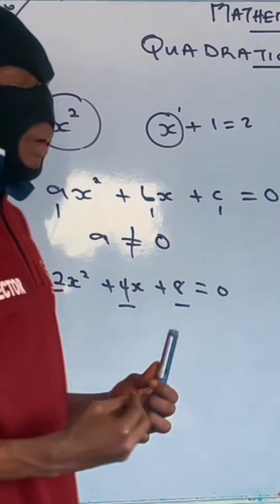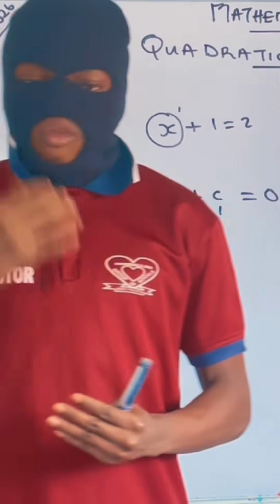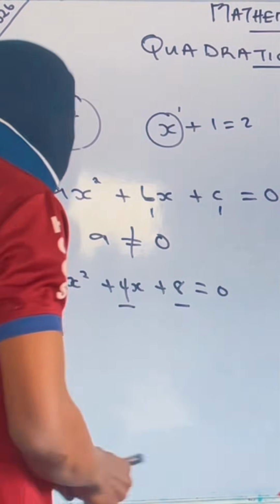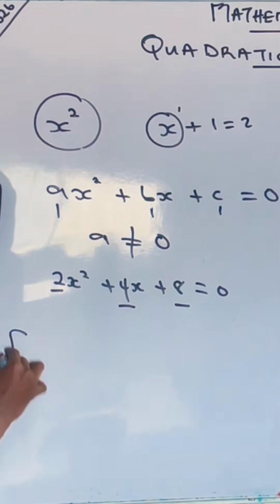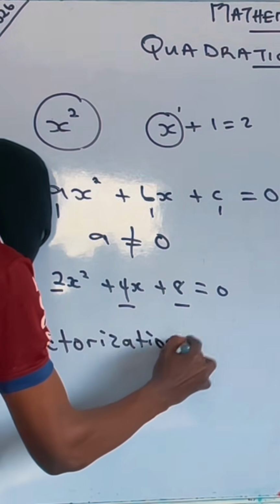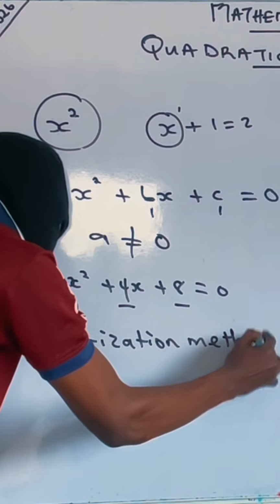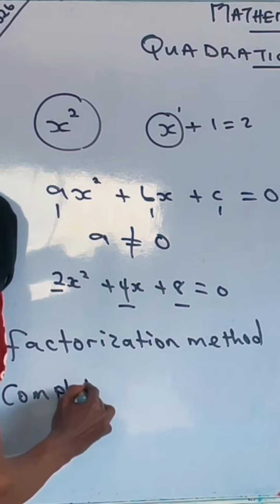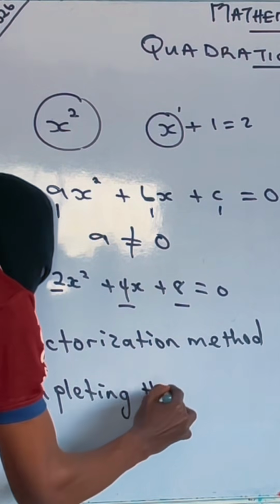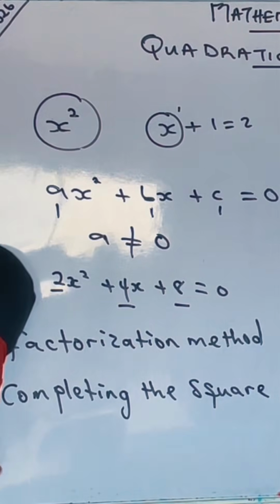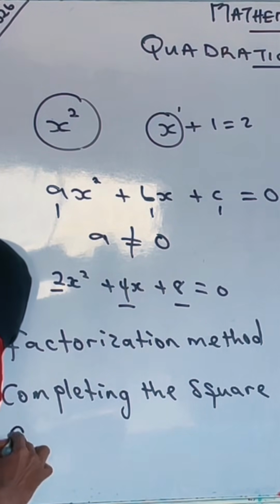Now, for us to be able to solve quadratic equations, we have a lot of methods that we can use. For example, we have the factorization method. The next one is the completing the square method. We have the quadratic formula.